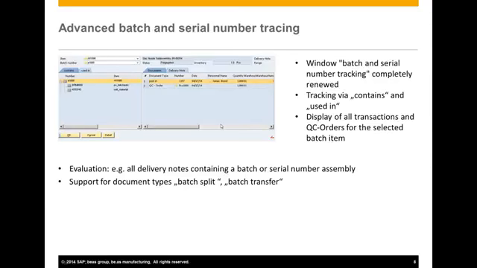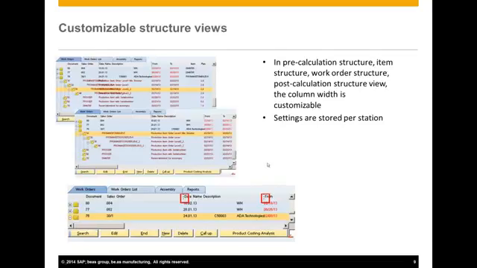The document types, batch split and batch transfer are now supported. The vice versa function used in is also available, as well as the feature delivered with delivery slip XYZ. With this function you can determine which customer received a certain batch, or in which batch the item was built in. Okay, so now looking at our next slide, customizable structure views.